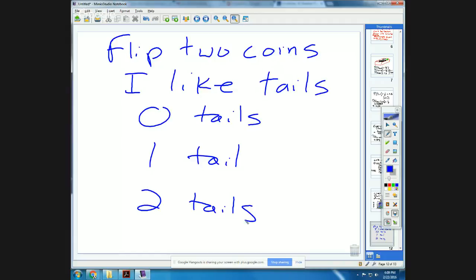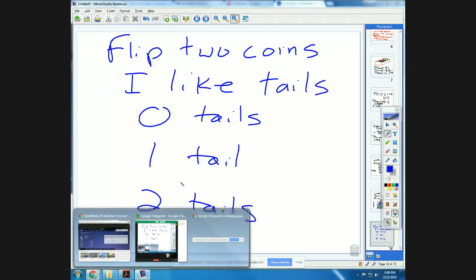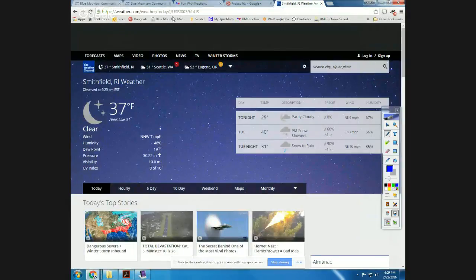1 of 3. 1 out of 3? One. 1/2? 1/4? Okay, so we got a bunch of different ideas. There's a lot of ways we can solve it. One way we could solve it is we could flip 2 coins a whole bunch of times. Should we do that? Let's have the computer do it for us.